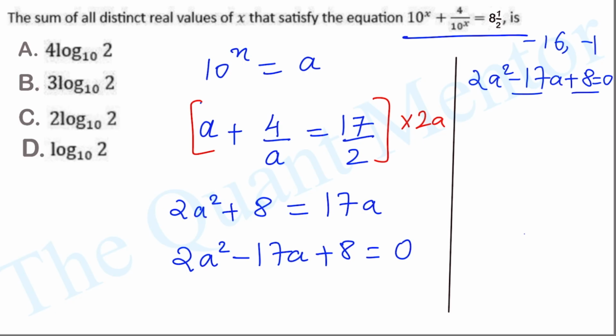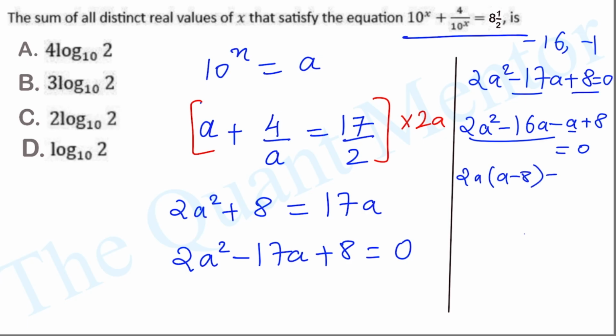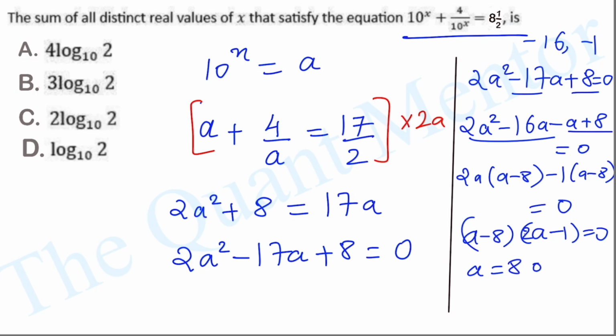So I can write this quadratic as 2a square minus 16a minus a plus 8 is equal to 0. Between these two, I can take 2a common: 2a into a minus 8, minus, between these two, I can take a 1 common, a minus 8. This thing should be 0. So a minus 8 into 2a minus 1 is 0 will give me a is equal to 8, or 2a minus 1 is 0 gives me a is equal to half.